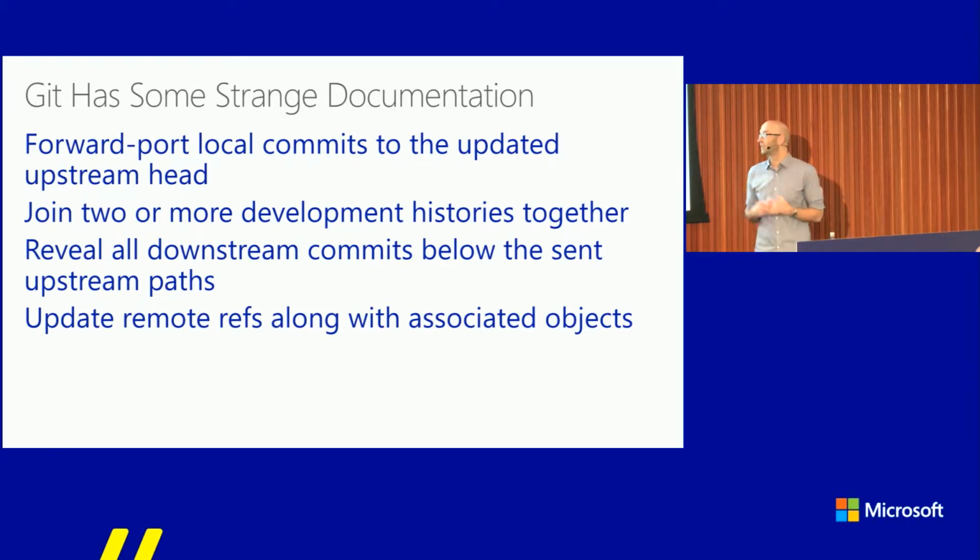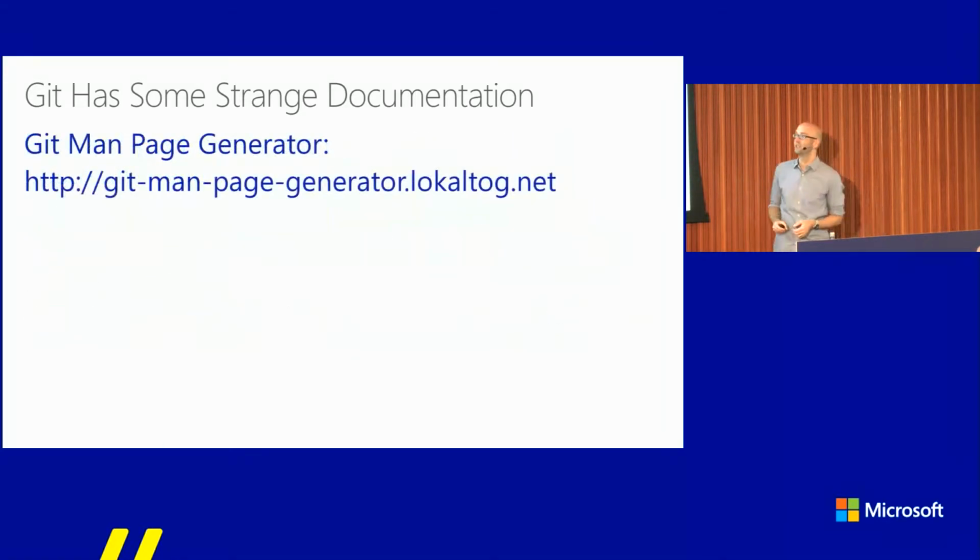Now, there's actually a bit of a lie on this slide. One of these isn't actually part of the Git documentation. It turns out the Git documentation is so complex, would be the polite way to say it, that somebody has taken it all, fed it into a Markov chain generator, and created the Git man page generator, which outputs fake Git man pages.